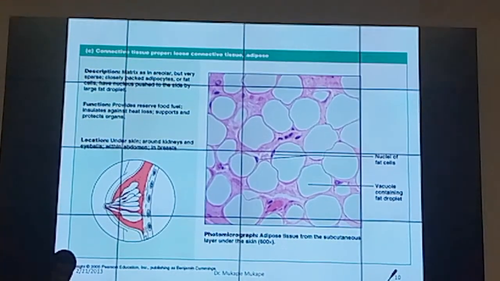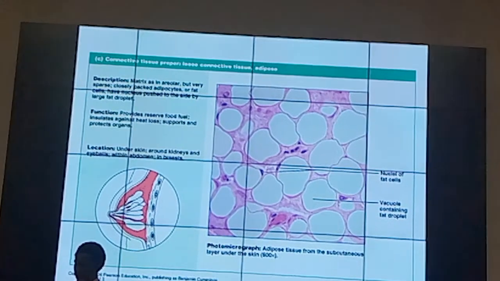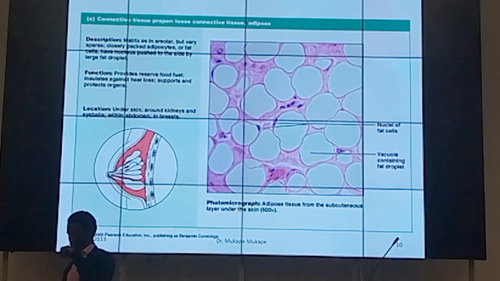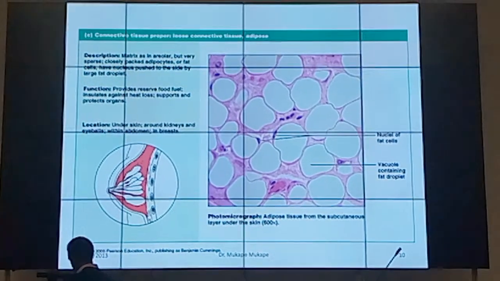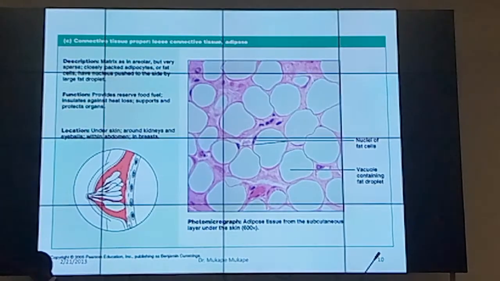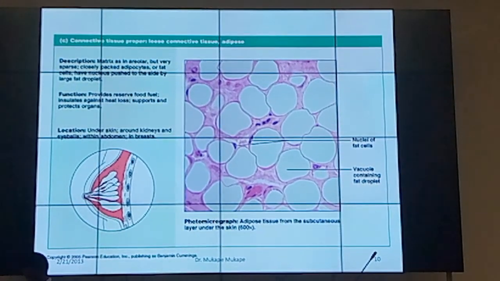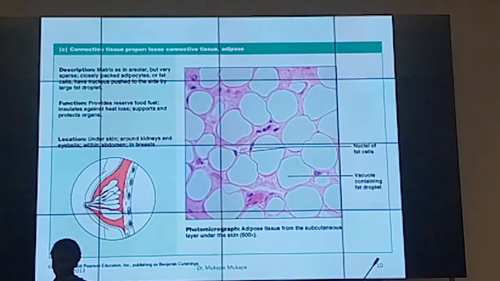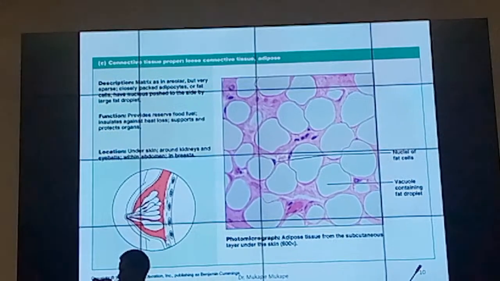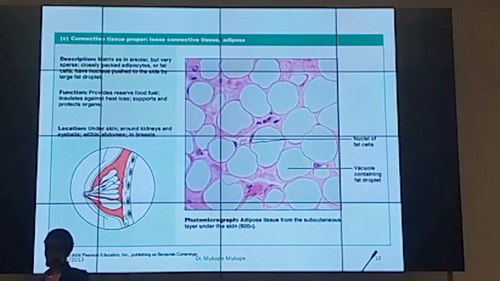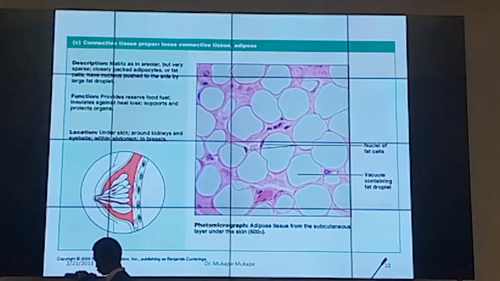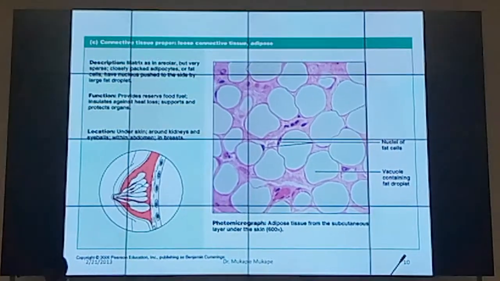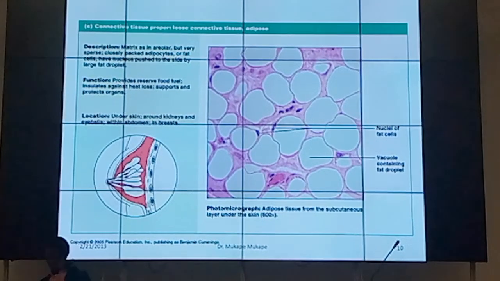When you compare a newly born baby and an adult in terms of proportion, you find that a newly born baby has a lot of brown fat compared to an adult. For obvious reasons, isn't it? Because we know that brown fat is there to generate heat. When a baby is born, it needs to be kept warm. So that's why we have a lot of brown fat in neonates compared to adults. So this is adipose tissue. Again, you learn adipose tissue separately in your lecture.